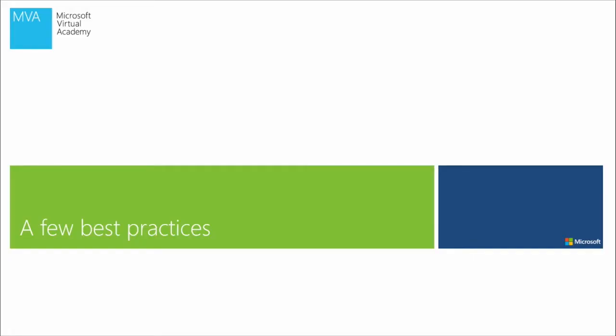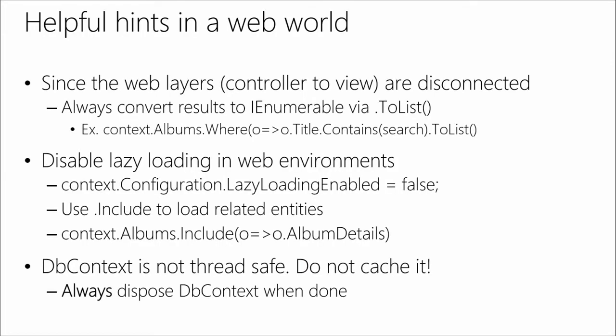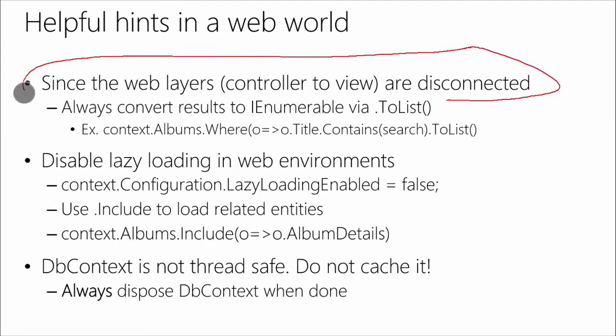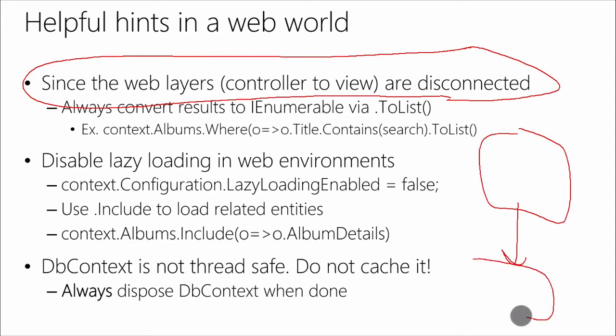OK, let's talk about a few best practices in dealing with Entity Framework in MVC. Let's do it. Some general best practices here. So in a web world, first thing, our web layers. So we've got our controller. We pass off to a view. Consider these layers essentially disconnected from each other. You can pass a little bit of data. The mechanism is a little bit limited to pass data between them.